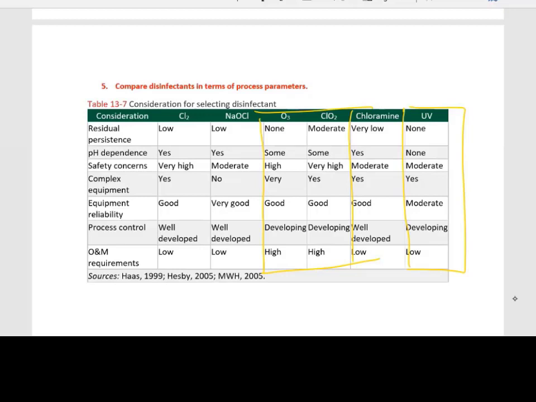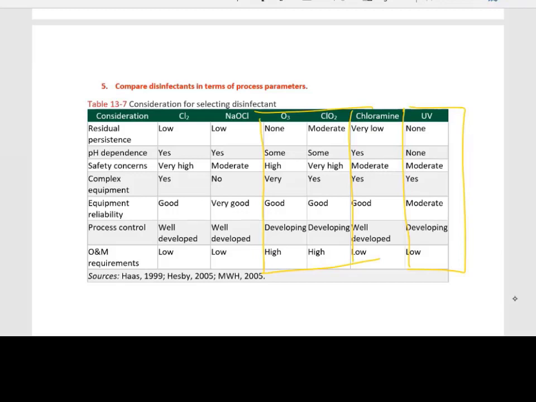In terms of process control, it's stated as developing for ozone. Europe has used ozone since 1896. I have a hard time seeing that as developing process control. Back 30 years ago, actually more than 30, 40 years ago, there were only 3 plants using ozone in the US, but now there are hundreds of plants using ozone in the US. So I would say process control is well developed at this point.